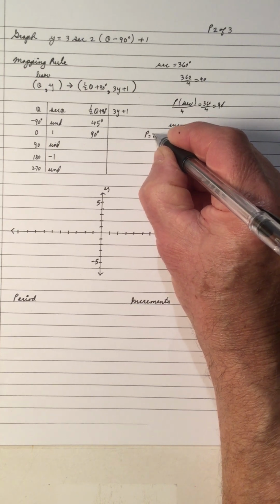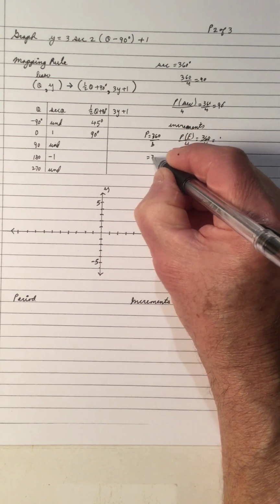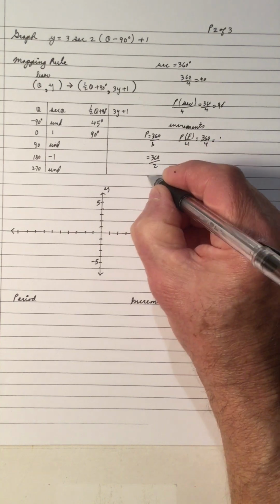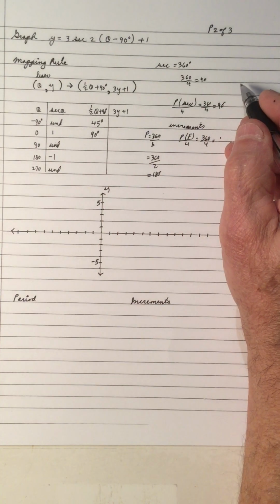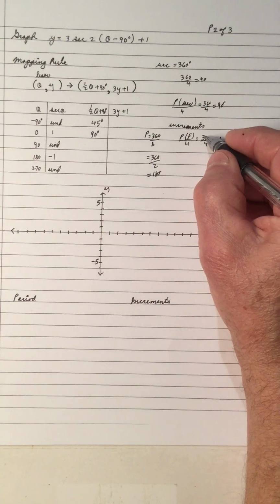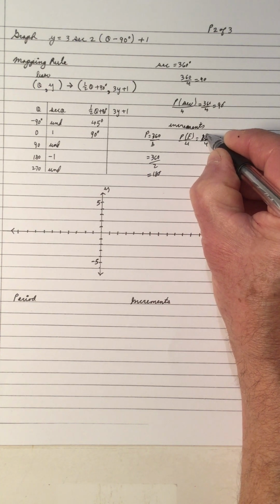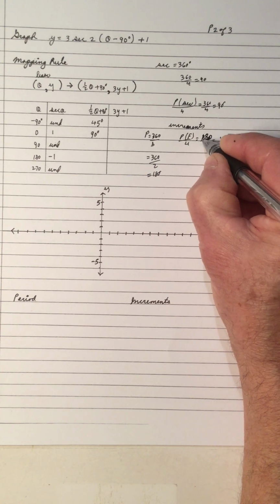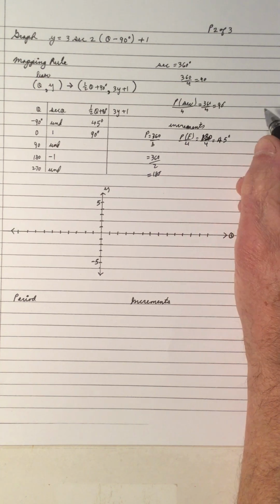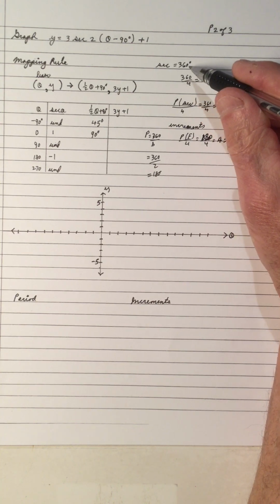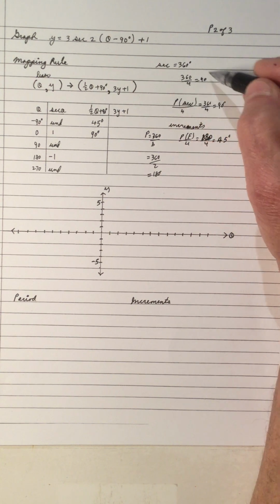360 divided by b, so it's 360 divided by 2, so the period is 180. So from here to here we have 180. So that means that if we take the period of the function, which is 180 divided by 4, you're going to get going up by 45. Now here we are. So the period of secant is 360. And in the secant graph, this is true.